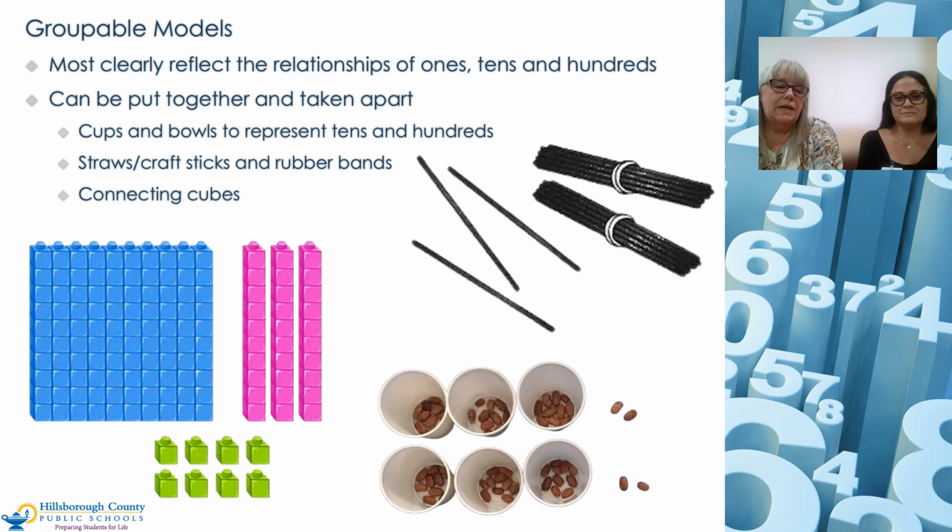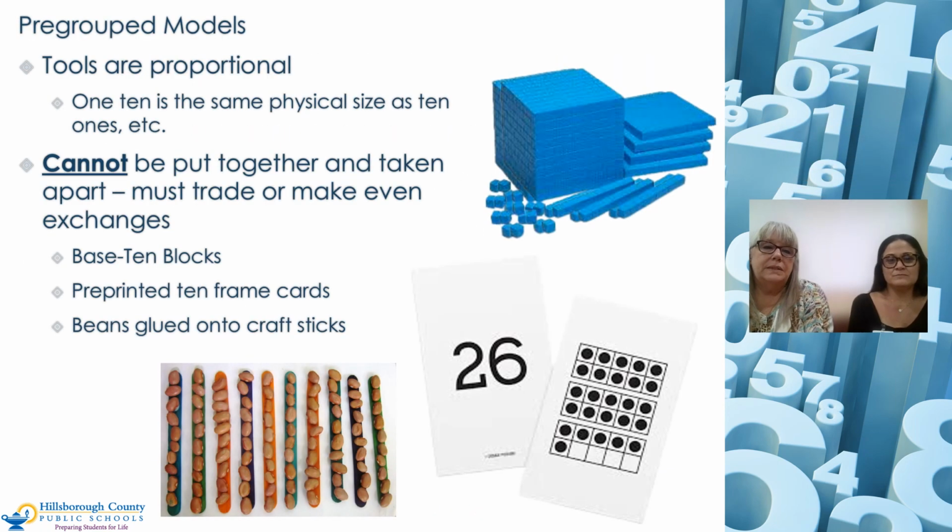All right, the next type of model is the pre-grouped models, and pre-grouped models can't be taken apart. So this is the same physical size as the individual 10 ones. If I look at a 10 rod of base 10 blocks, it is the same physical size as 10 of those unit cubes put together, but I can't take that 10 rod apart. I really like the bean representation you have down there on the sticks, because that makes the transition from counting out 10 physical beans to having one 10 stick. Right. That was a groupable model until you glued it down, right?